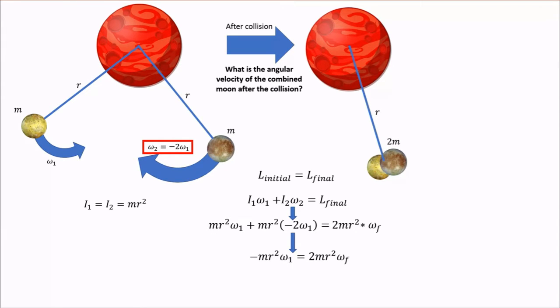Next, both sides have an mr squared term, so those cancel. Finally, we just move the 2 over to the other side, and now we have that the final angular velocity will equal negative omega 1 divided by 2. That is to say, it will be half the initial angular velocity of the body on the left, but in the clockwise direction, since it is negative. Yay, we've solved for it.